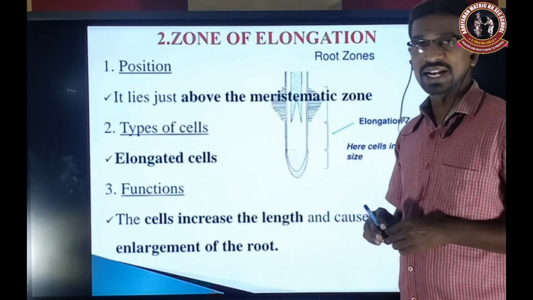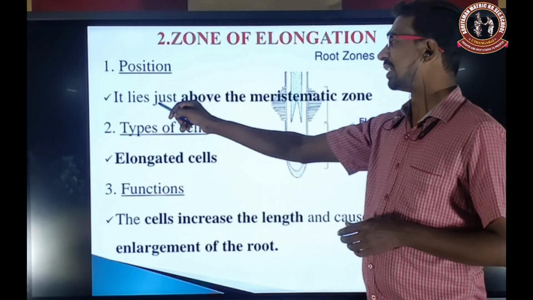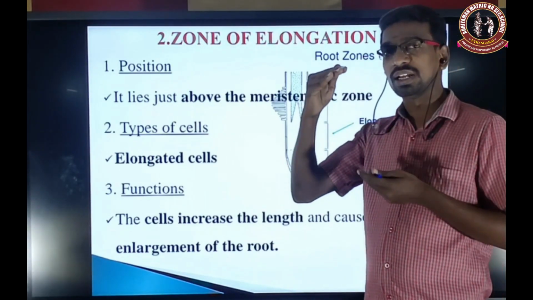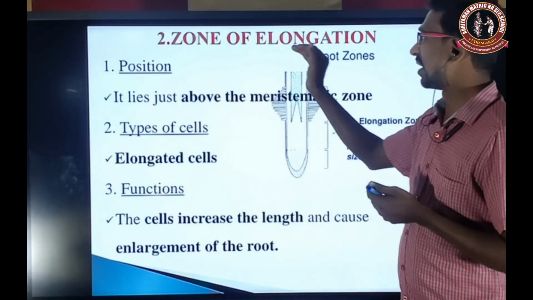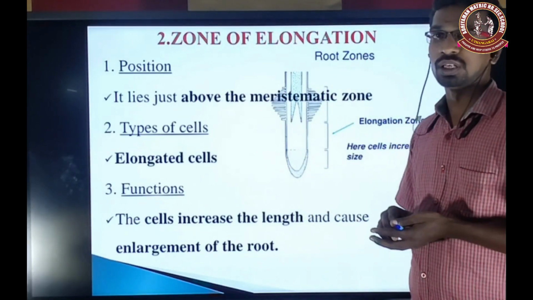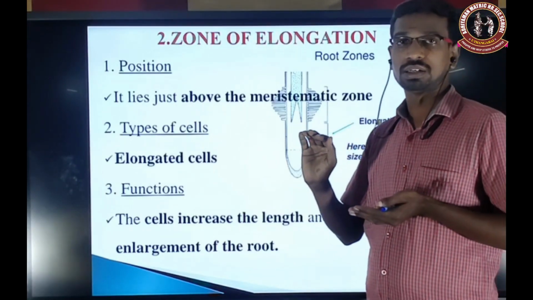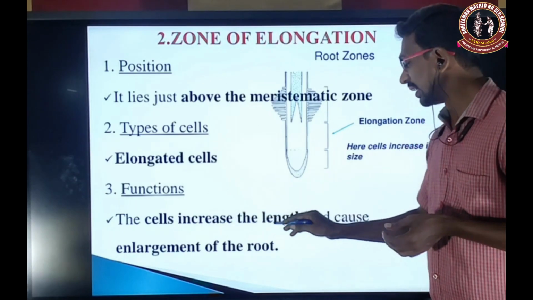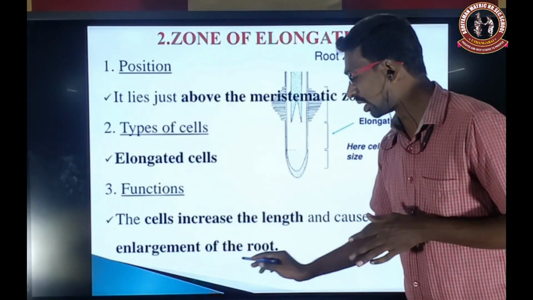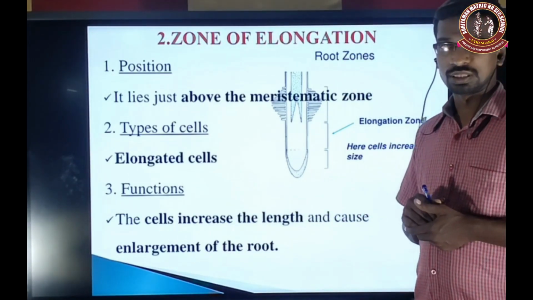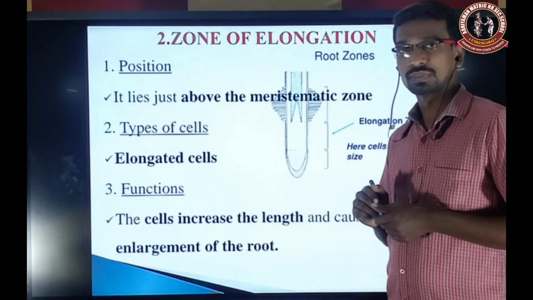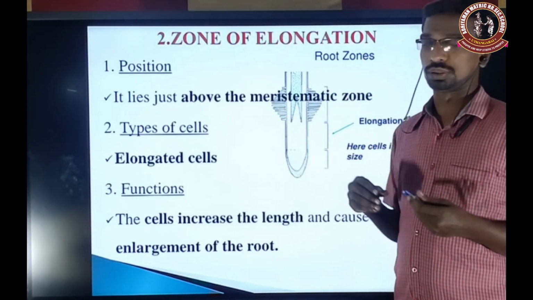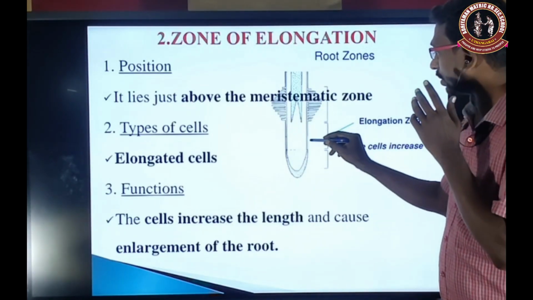Next, zone of elongation. Position: it lies just above the meristematic zone. The meristematic zone is just above the root cap, and the zone of elongation is just above the meristematic zone, because here the elongation of cells occurs. Type of cell: elongated cells. Function: the cells increase in length and cause the enlargement of the root. This is the elongation zone.